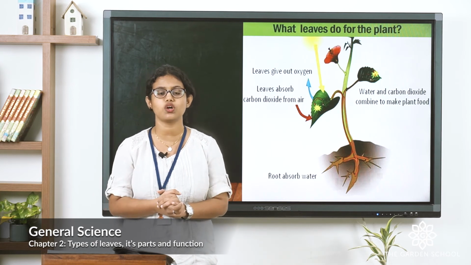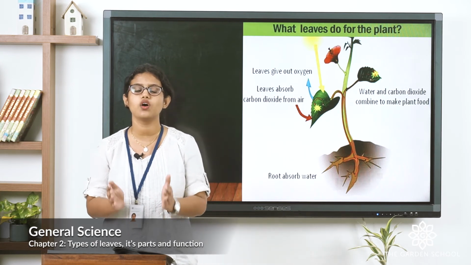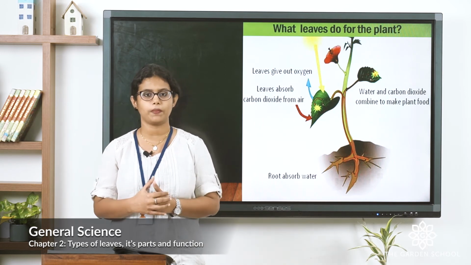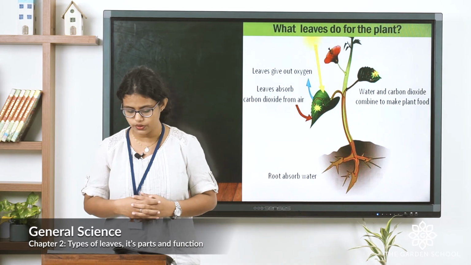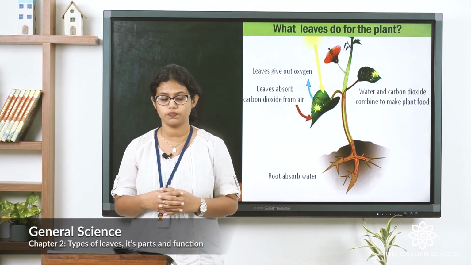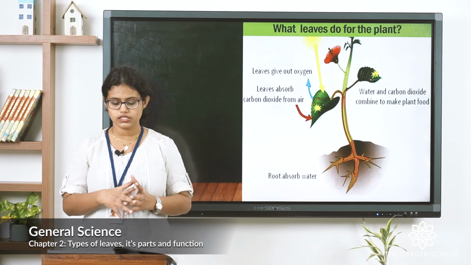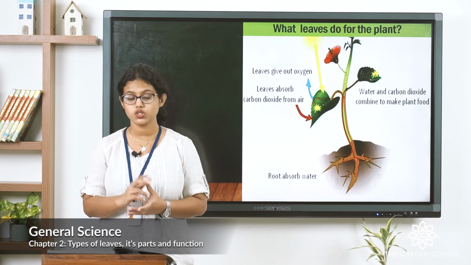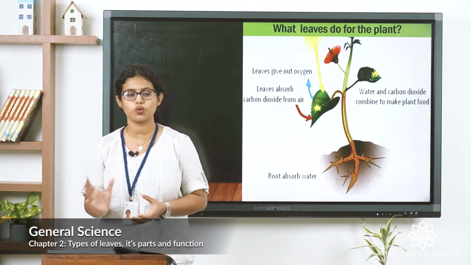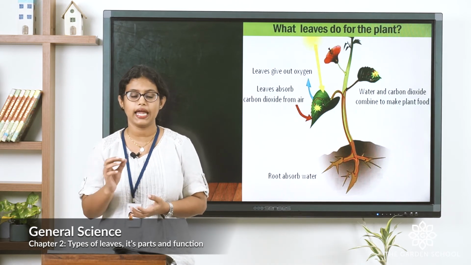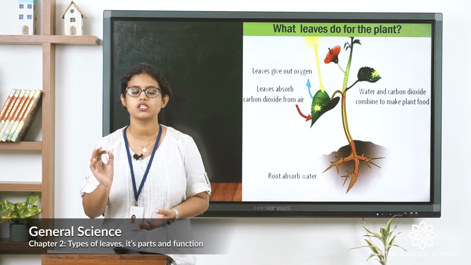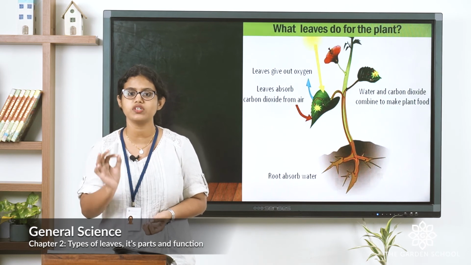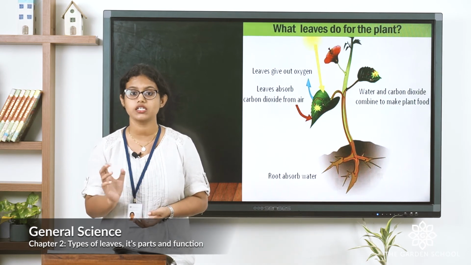What is the main function of a leaf? It prepares food for the plant. And we learned about the different parts of a plant. Now you can take page number 17 in your textbook, and there is a small exercise. The first one: air enters a plant through. Two options are given, roots, stomata. So what is the correct answer? The air enters a plant through its stomata. Stomata are tiny pores which are present on the surface of the leaf. So the answer is stomata.